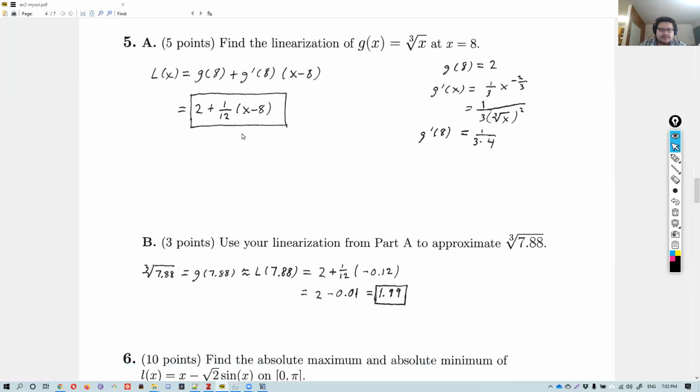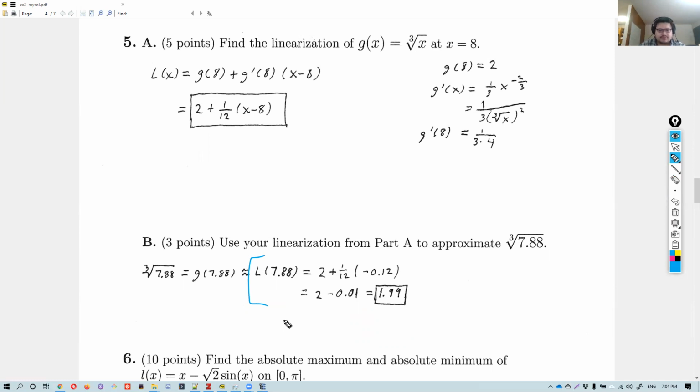And then the next thing is we need to use the linearization. It really starts here. Yeah, but it really starts on this side. This is just setting things up to say that this number is actually g of 7.8, but that the linearization is approximating g at values that are close to 8. Those are just setup pieces of information.